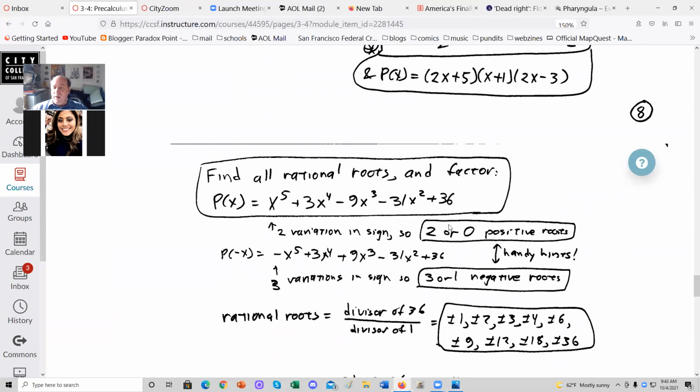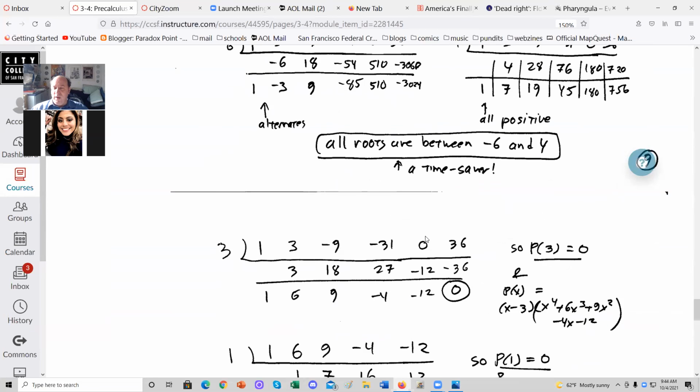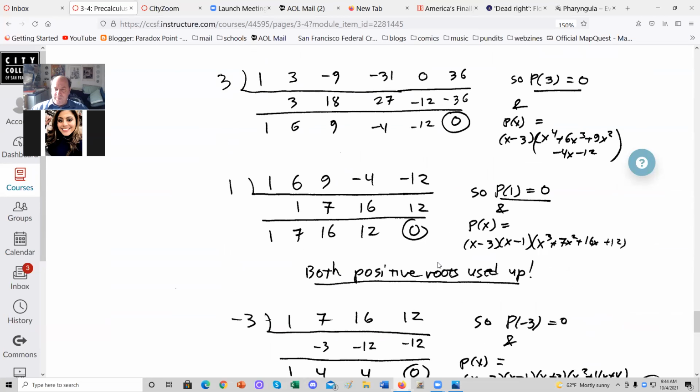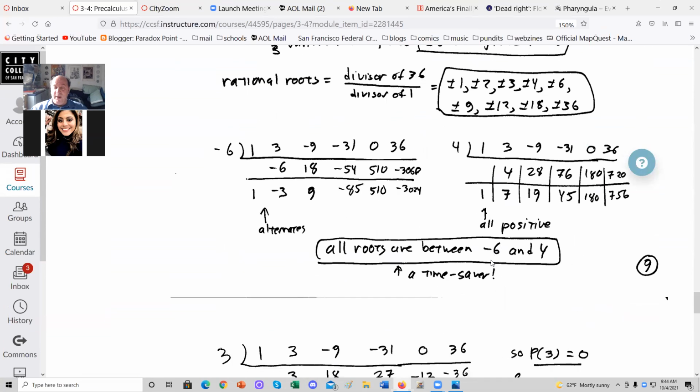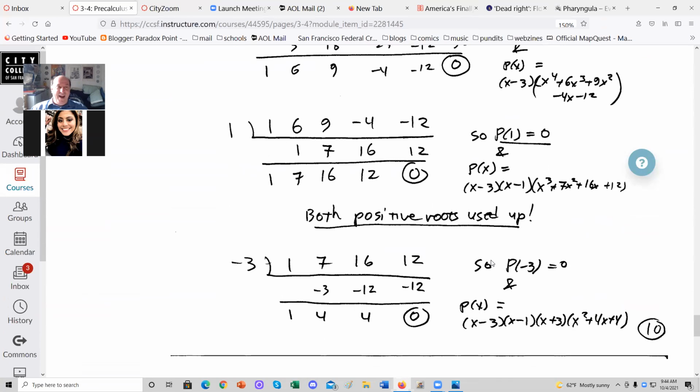Now we know that there are only 2 or 0 positive roots, and we've used up both of them. So all the other roots are negative, and they are roots of this here, x cubed plus 7x squared plus 16x plus 12. Put that in here. All right. Now we could try various things. The negative roots have to be bigger than -6. Off screen and on paper, I tried -4. Didn't work. Let's try -3.